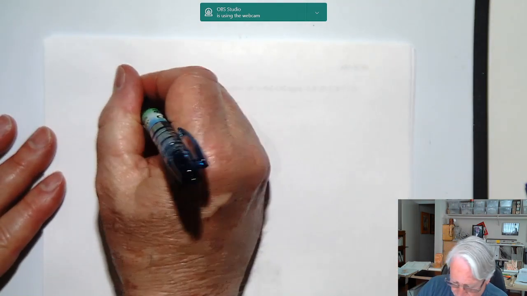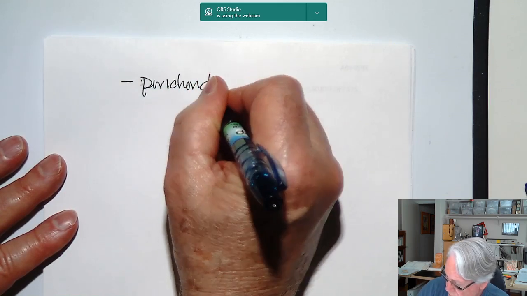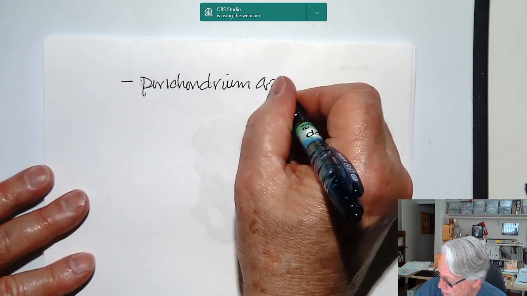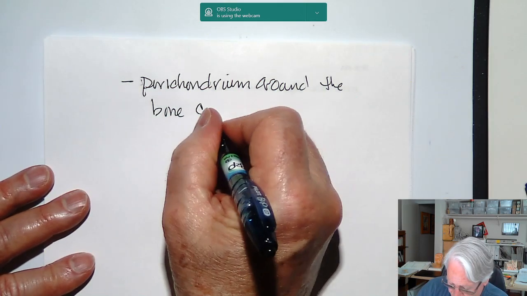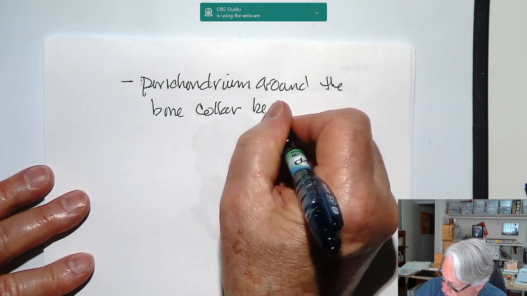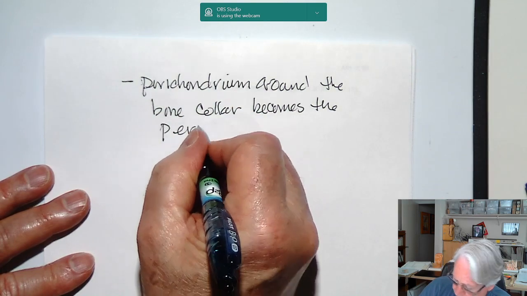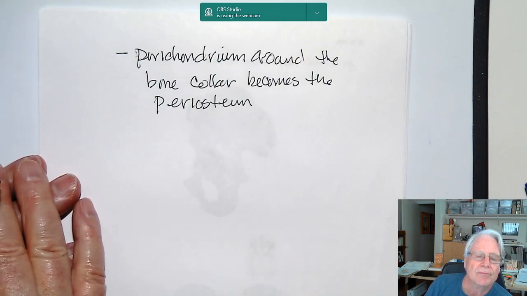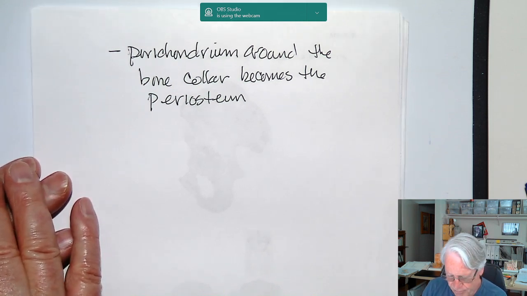In the next step, what's going to happen is the perichondrium around the bone collar becomes the periosteum. So it's no longer called the perichondrium because it's surrounding bone now rather than cartilage, and it's called the periosteum. Okay.